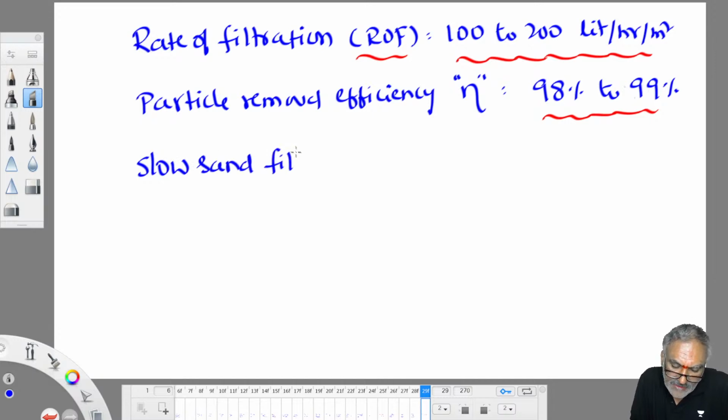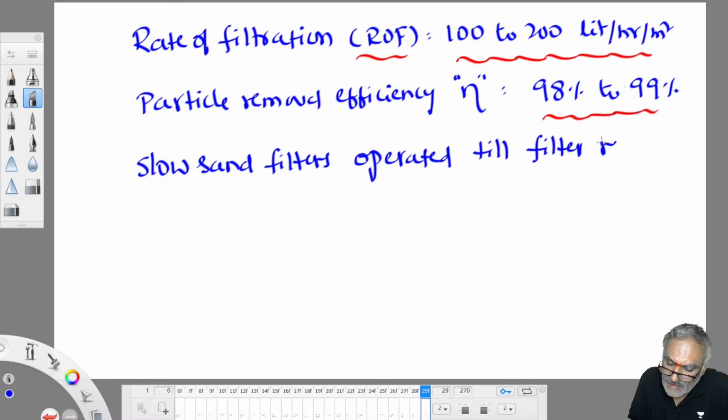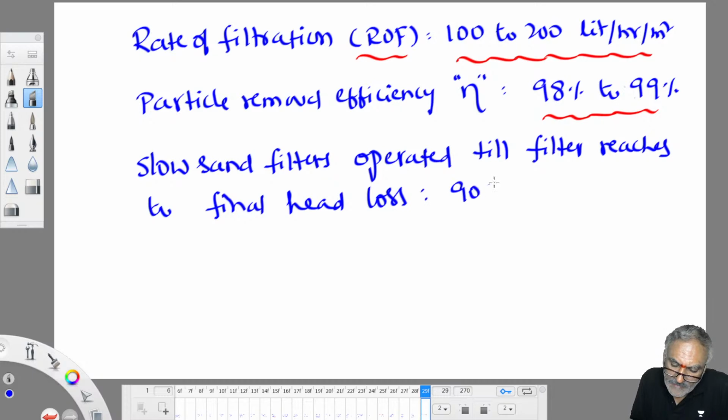Slow sand filters are operated till the filter reaches the final head loss of 90% of the thickness of the filter bed.